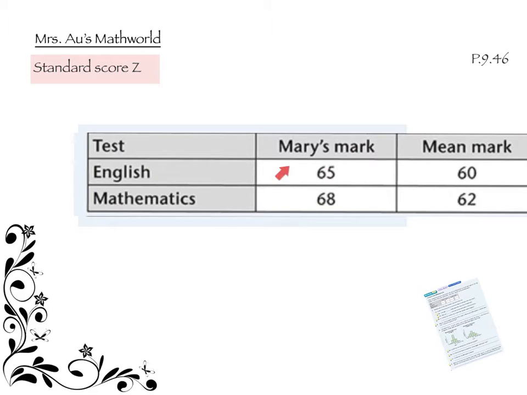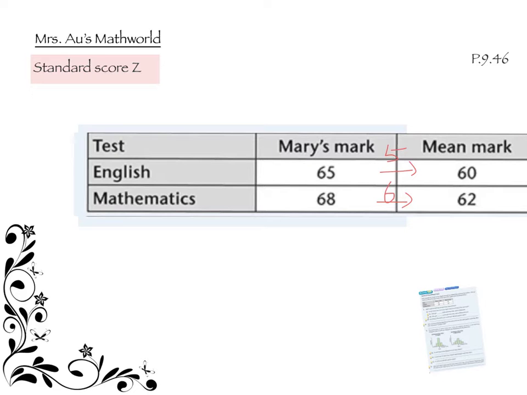So you can see Mary's mark is 5 marks higher than the mean in one subject, and 6 marks higher than the mean in the other. It is very clear that she got very good results. At least we know that in both subjects she got marks higher than the mean. But we still don't know whether she is at the very top or just in the middle of the data. But at least we know that for English she gets 5 marks higher than the mean mark, and for math she gets 6 marks higher.